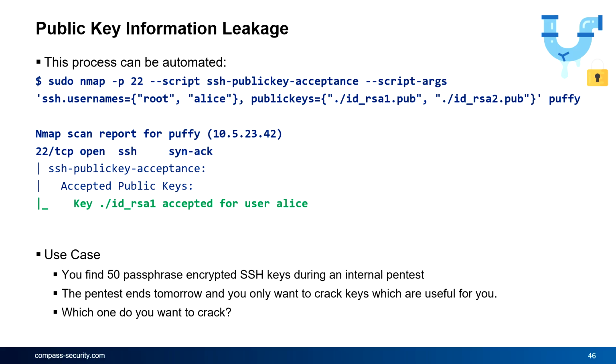A use case for this is if you are in a pen test and you find several passphrase encrypted SSH keys, maybe on a network share, and you don't have much time left, you want to decide if you want to crack a key or not. It's not feasible to try to crack all keys, so you can do more targeted cracking attempts by using the public key and seeing in the network where this public key would be valid. Then if you have an interesting target, you can choose this very specific private key and just do a cracking attempt for this key.